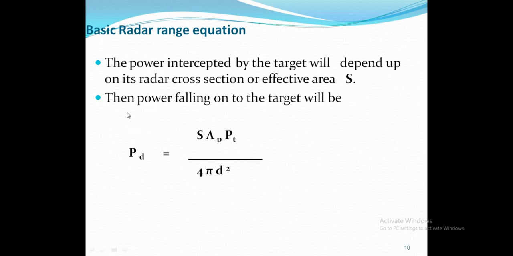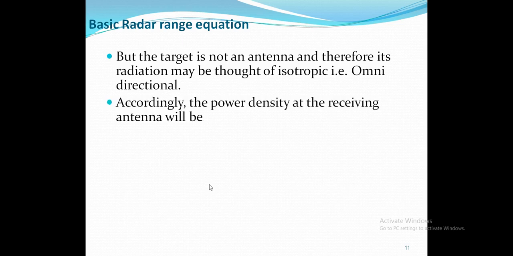So next, the power falling on the target will be PD is equal to S into AD into PT by 4 pi d square. But the target is not an antenna, and therefore its radiation may be thought of as isotropic, that is, omnidirectional. Accordingly, the power density at the receiving antenna will be S into AD PT by 4 pi d square into whole square.